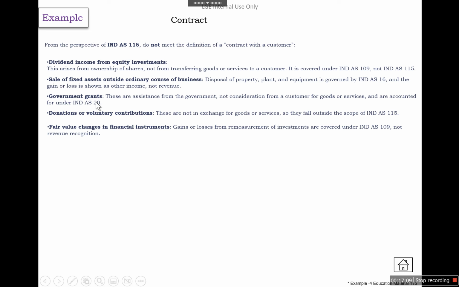Government grant we have already discussed; it is not income from a contract with a customer, so it will be covered under Ind AS 20. Donations, voluntary contributions and fair value changes are out of the scope of Ind AS 115 because they do not fall in the definition of a contract.